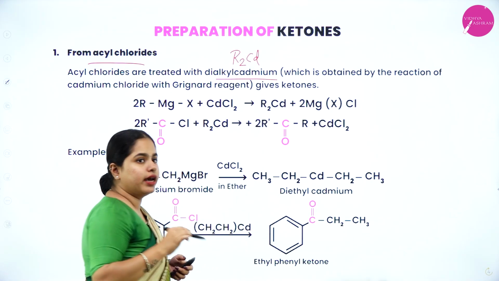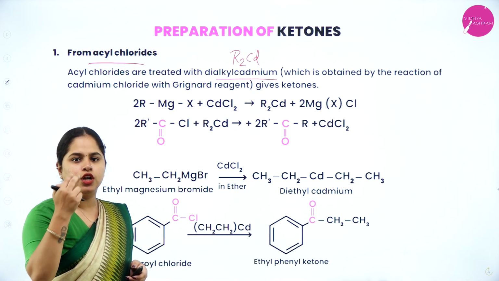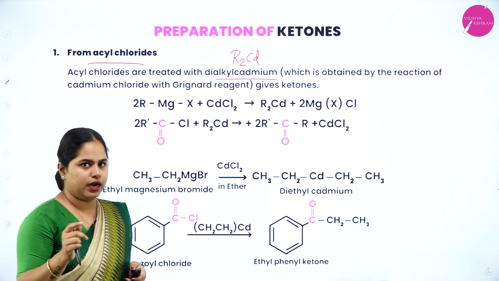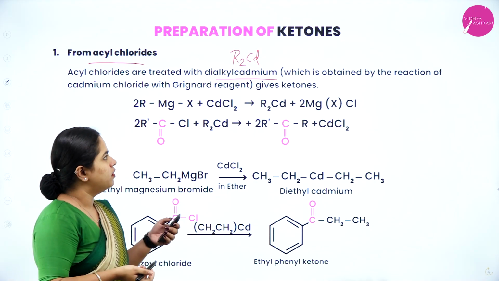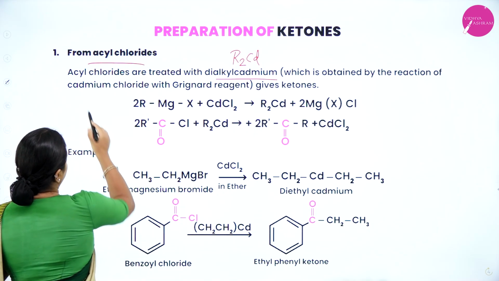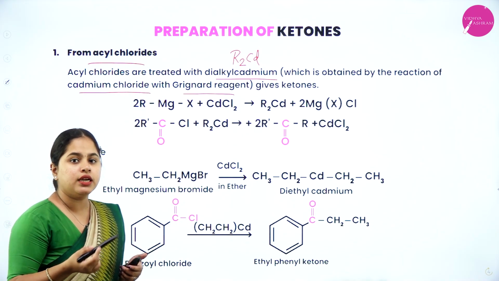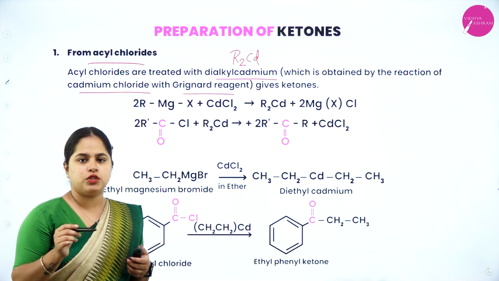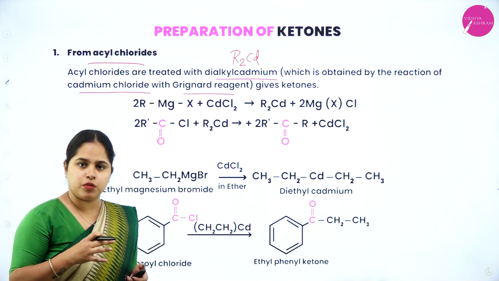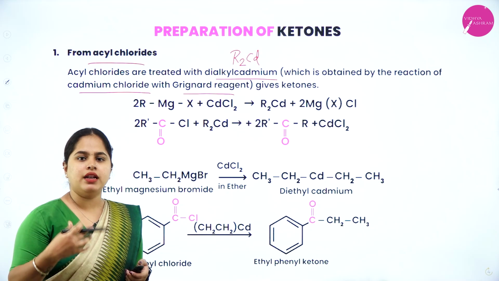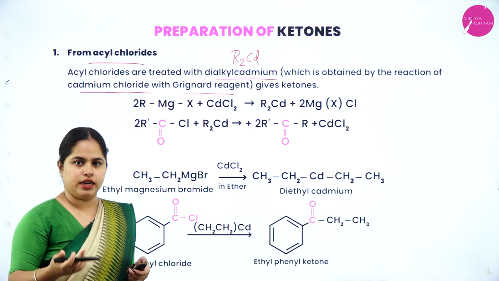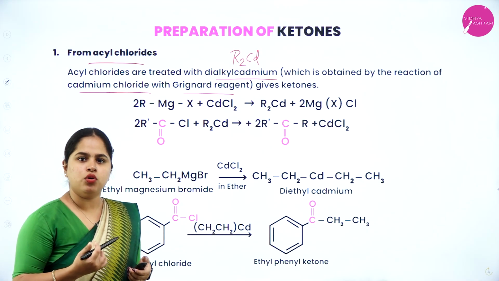R2Cd is called as dialkyl cadmium. That means you have two alkyl groups and cadmium. Cd stands for cadmium, which is obtained by the reaction of cadmium chloride with Grignard reagent. So how you are obtaining dialkyl cadmium? It is between the reaction of cadmium chloride, that is CdCl2, and RMgX, which is Grignard reagent, okay? And it will give you ketones, okay?